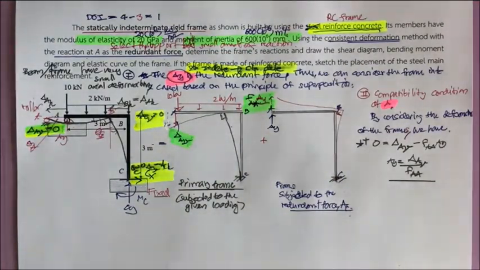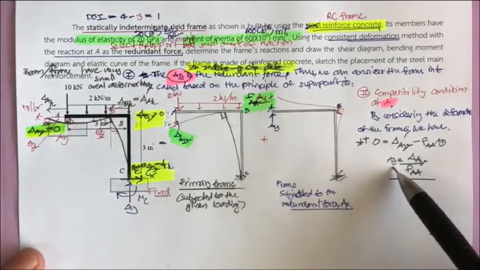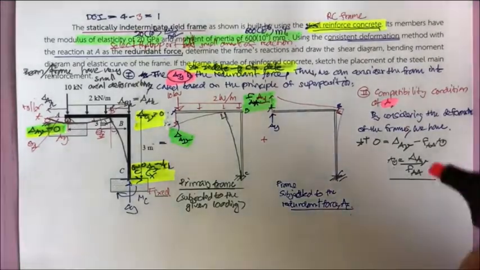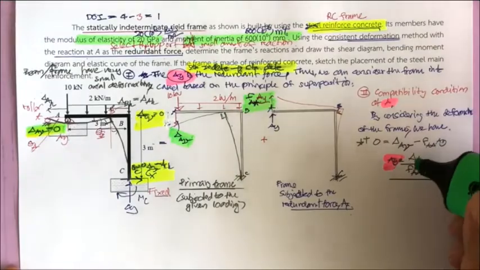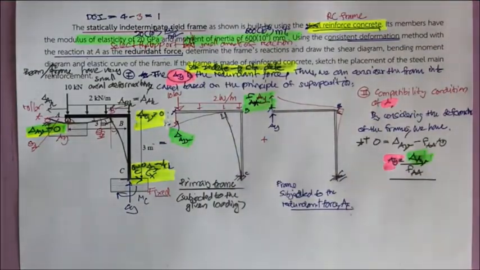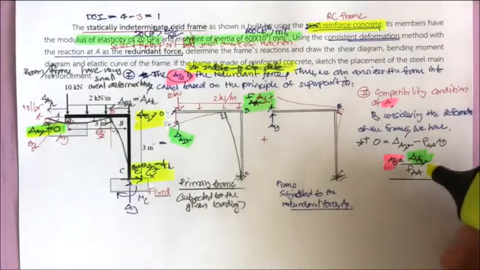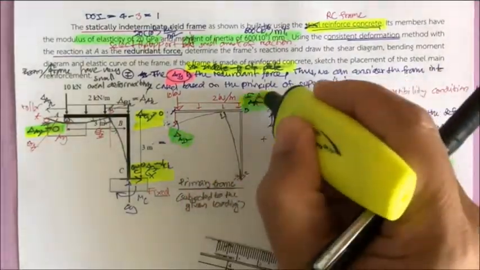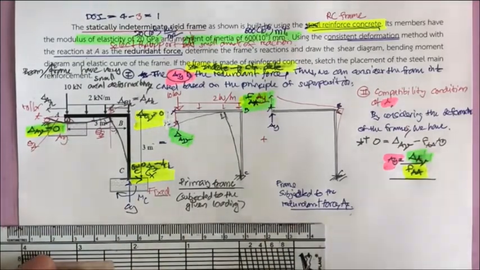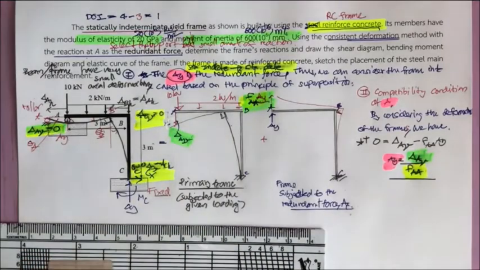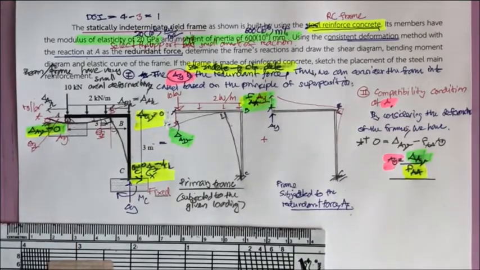So what next? Based upon this, the redundant can be determined by finding the displacement here, and also the displacement here. That means over here and this one, and then we will use the method of virtual work to determine it, because it's one of the most convenient ones. Or if you prefer, you may use the Castigliano theorem to determine it.